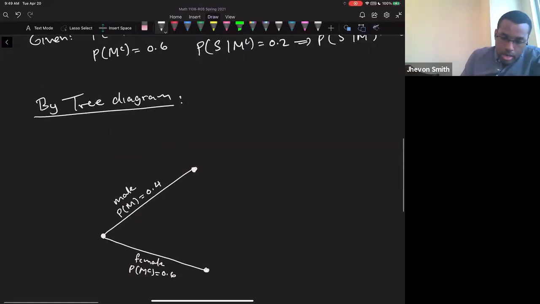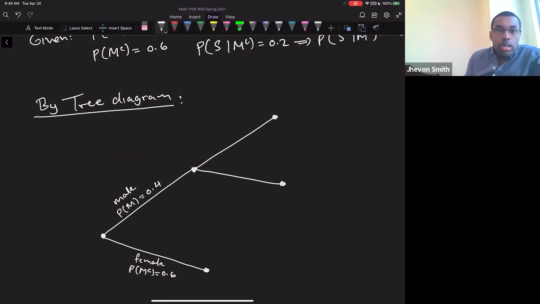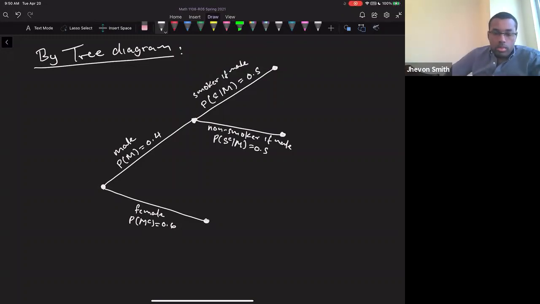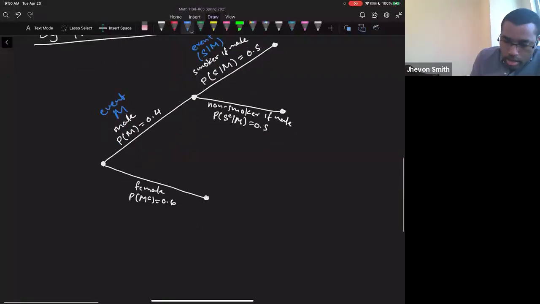Now, once we have the males, we can branch off. Given that we're on the male branch, what is the probability that they're a smoker? So this is smoker, if male, and that is 50%. And then we have non-smoker, if male, which is also 50%. Right? So this is the event M. This is the event S given M. And this is the event S complement given M.